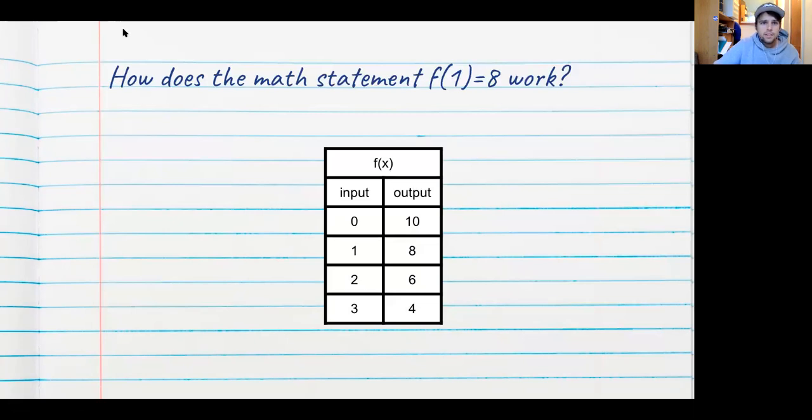So we have this statement right here. F of 1 is equal to 8. What does that mean? That means if we put the number 1 into the function f, that's what's happening right here. We're putting the number 1 into the function f. So this is our input. And we're getting out the number 8. That is our output.